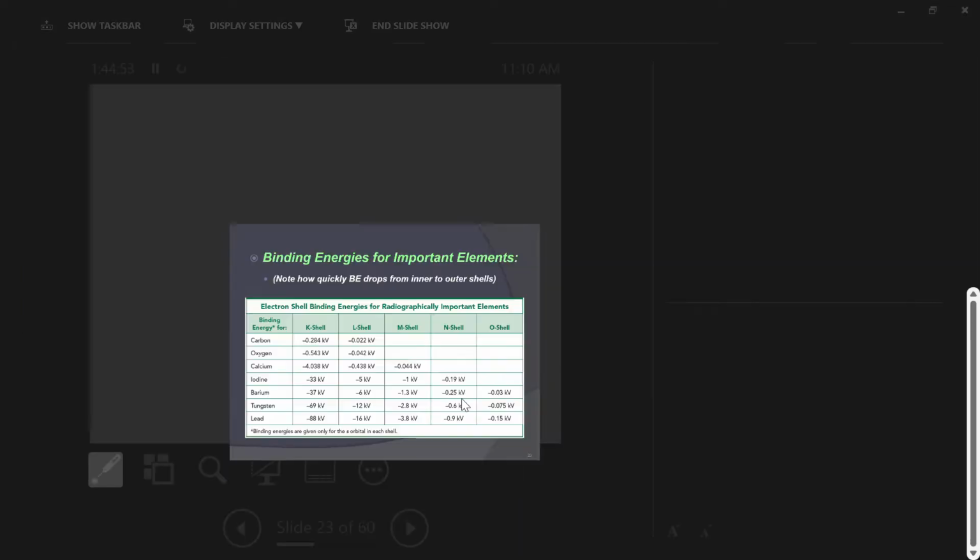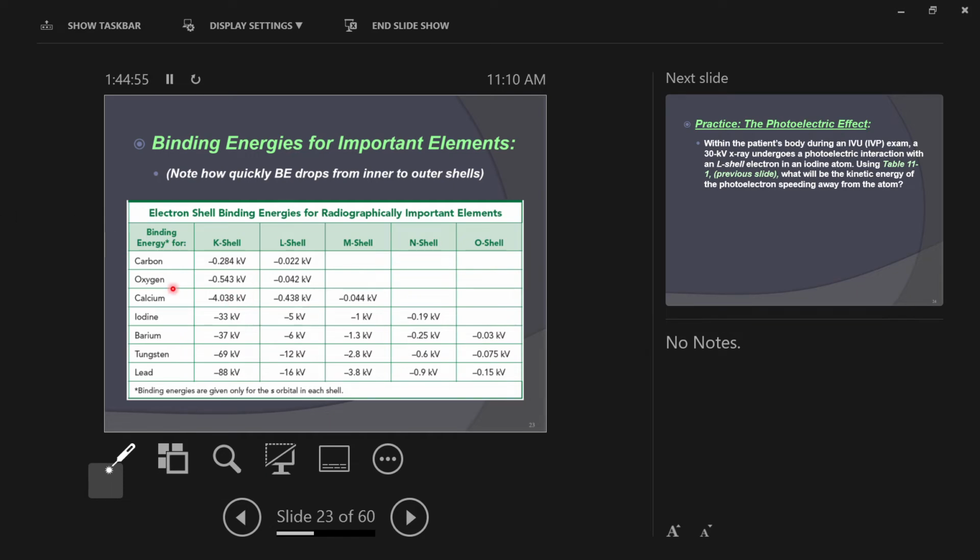Okay, so let's take a brief look at the binding energies for important elements.